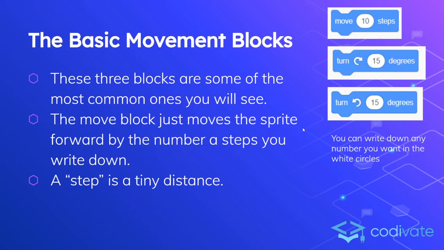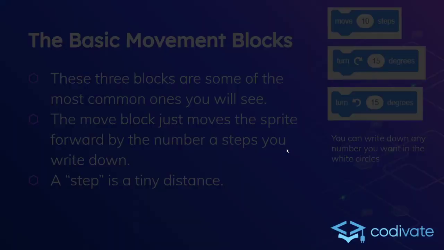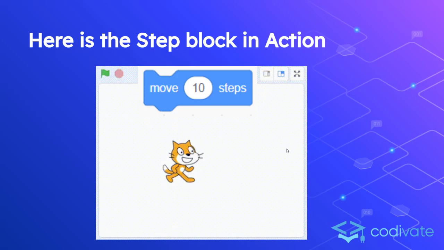Moving on, we have 3 basic movement blocks. We have move 10 steps. That 10 can be any number, it's just that 10 is the default. And then we have turning right and turning left. We're going to go into the move 10 steps first. What the move 10 steps block does is very self-explanatory. Whatever direction the cat is facing, which when you start up Scratch is to the right, it's just going to move in that direction 10 steps. Now, a step is just a really small distance. So however much this little increment is, that's 10 of them. So one of them is really small.